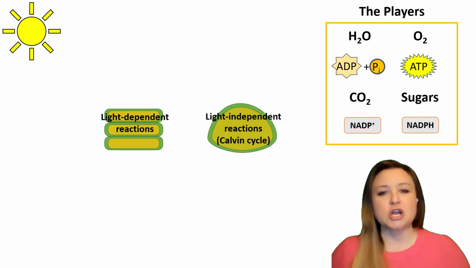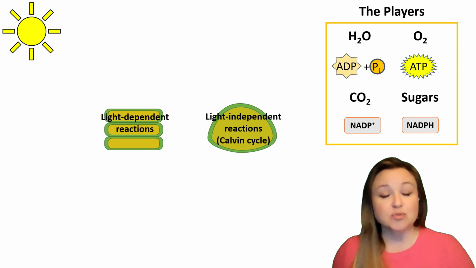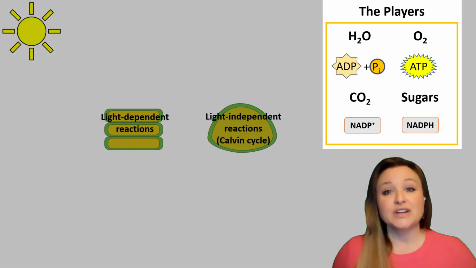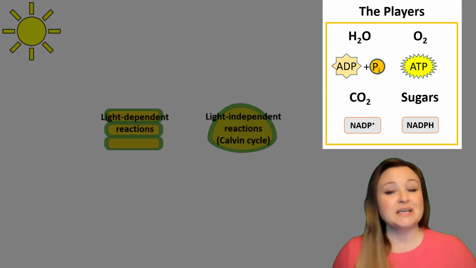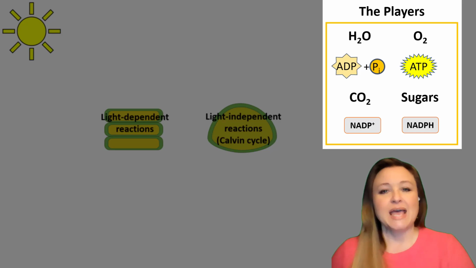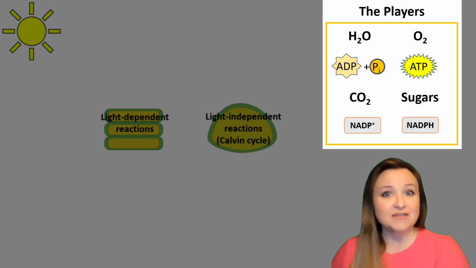Now I'd like to give you a general overview of the light-dependent reactions and the light-independent reactions and the reactants and products of each. Now, over here on the right are all of the players. These are the molecules that are going to be involved in one or more stages of photosynthesis. We have water and oxygen. We have ADP, adenosine diphosphate, which joins together with a phosphate group to become ATP, adenosine triphosphate.